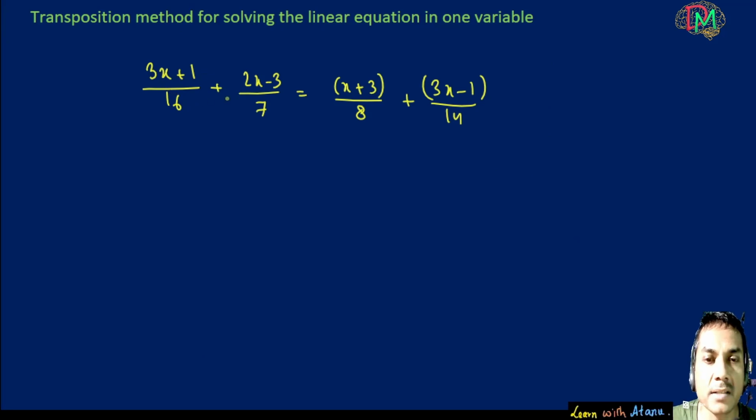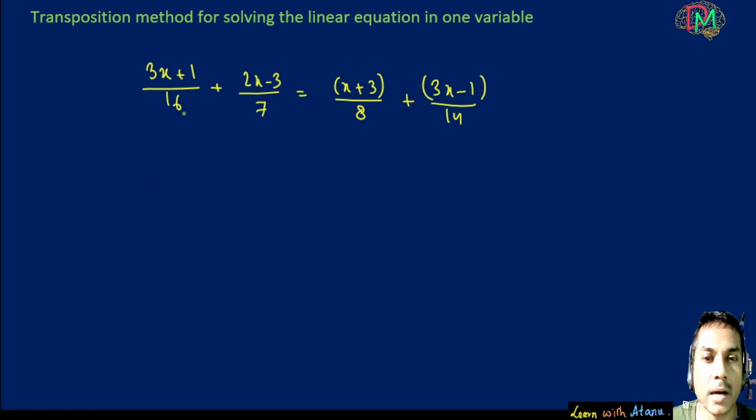3x plus 1 by 16 plus 2x minus 3 by 7 is equal to x plus 3 by 8 plus 3x minus 1 by 14. Because the maximum power of this variable is 1, that is the reason this is a linear equation. Okay, so now for which value of x does the LHS become the RHS? Okay, we have to find out the solution.